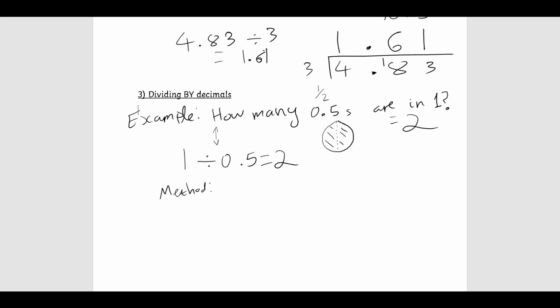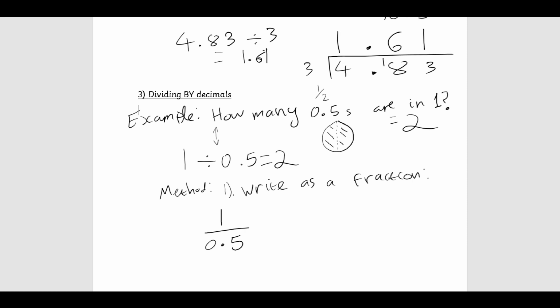Because essentially, I don't have a method for dividing by decimals. I need to make my decimal number a whole number. So my method is I like to write the question as a fraction. This is what I like to do. So I'm going to write 1 divided by 0.5 as 1 over 0.5. We are allowed to do that.